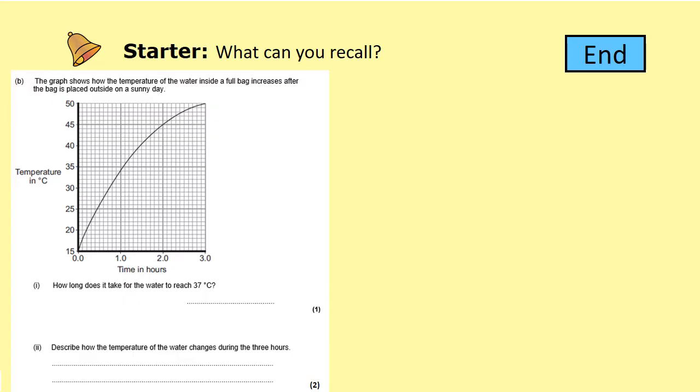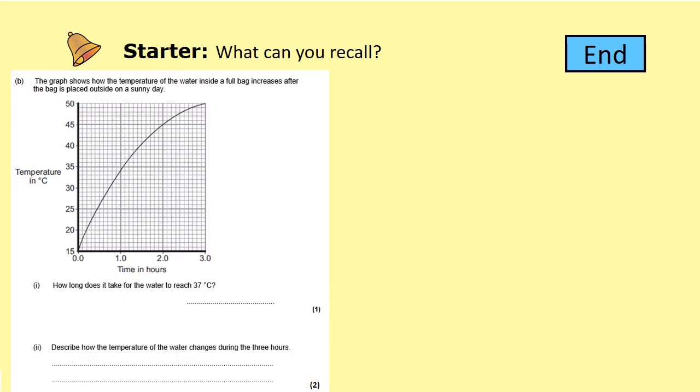Let's check first that we know what it's a graph of. We've got time on the bottom, 1, 2, 3 hours. Temperature up the side, so we've got water's heating up as the sun's on it outside. Part 1, how long does it take for the water to reach 37 degrees?